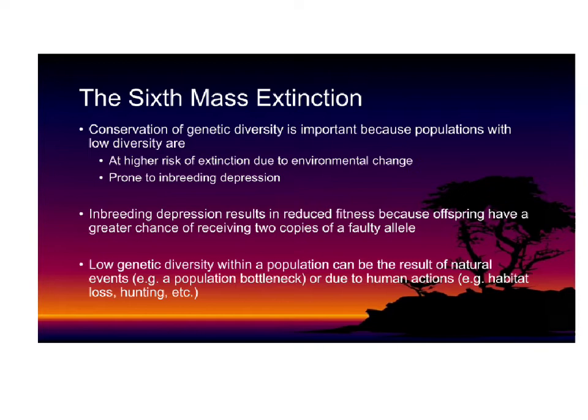Low genetic diversity within a population can be the result of natural events, like a natural population bottleneck, possibly due to a natural disaster, like a hurricane, a flood, a volcanic eruption. Or low genetic diversity can be due to human actions, such as habitat loss, hunting, overharvesting, or something like that.